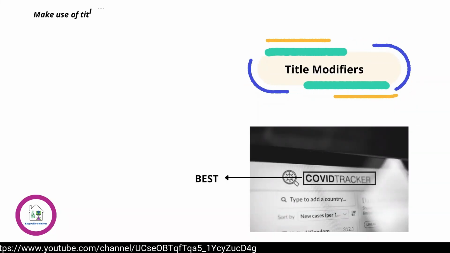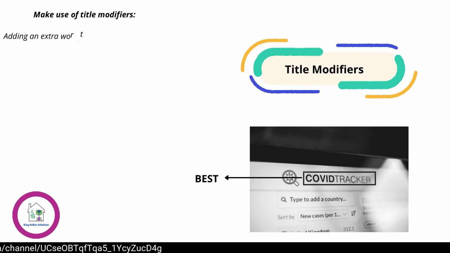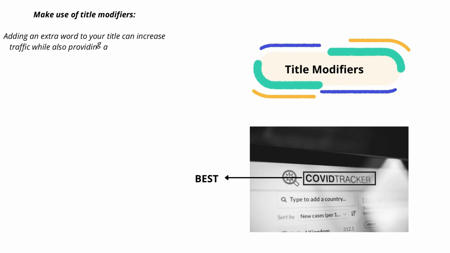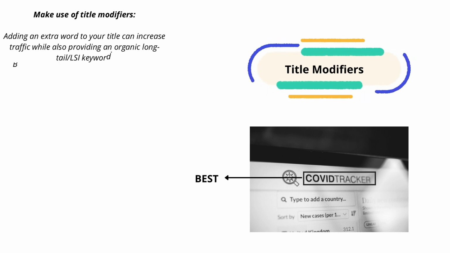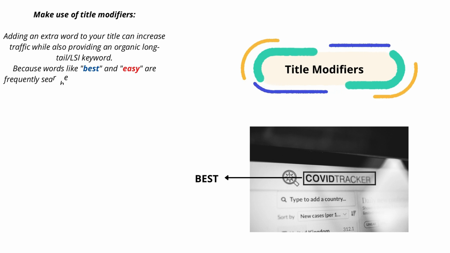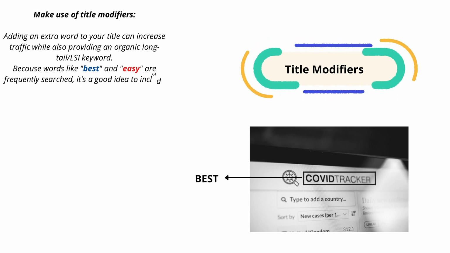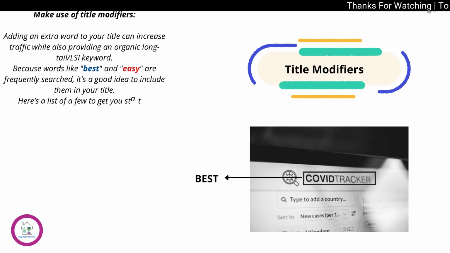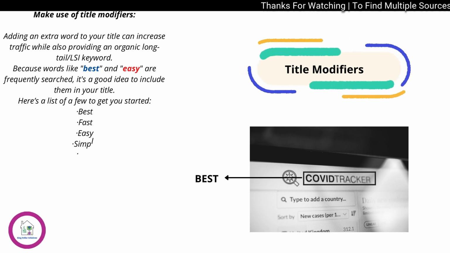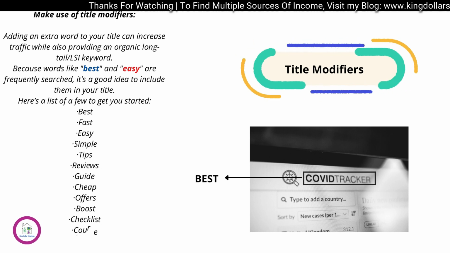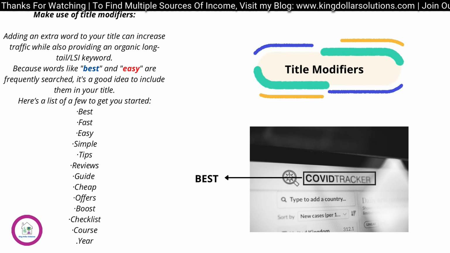Make use of title modifiers. Adding an extra word to your title can increase traffic, while also providing an organic long tail, or LSI keyword. Because words like best and easy are frequently searched, it's a good idea to include them in your title. Here's a list of a few to get you started. Best, fast, easy, simple, tips, reviews, guide, cheap, offers, boost, checklist, course, year.